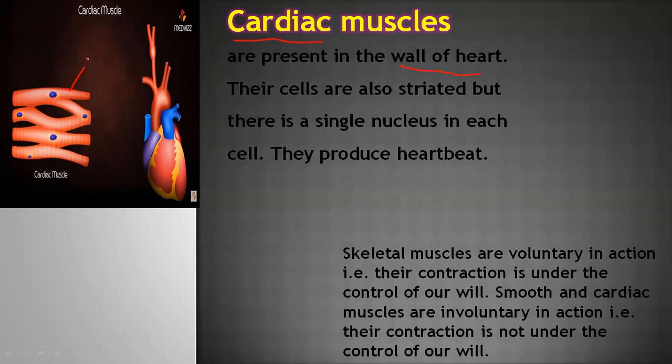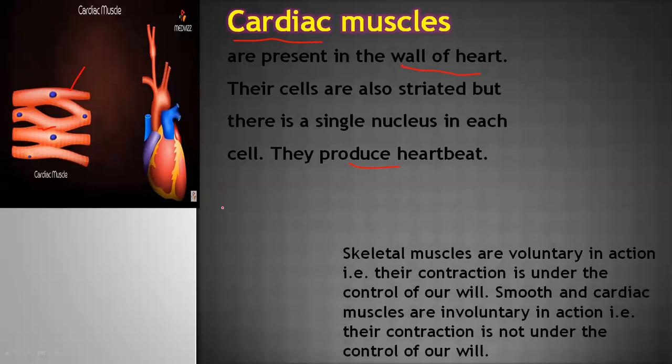These types of muscles are present in the heart, and every muscle cell is having a single nucleus. And what is the function? It's so simple. Its function is to produce the heartbeat. These muscles are having connections like this with one another, so that all the heart muscles can contract at the same time.